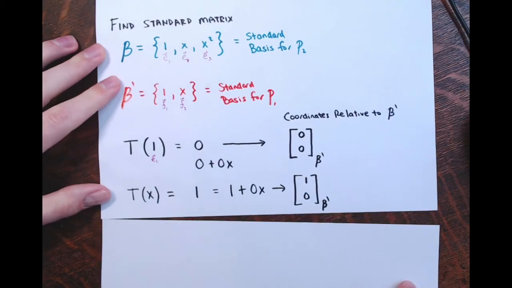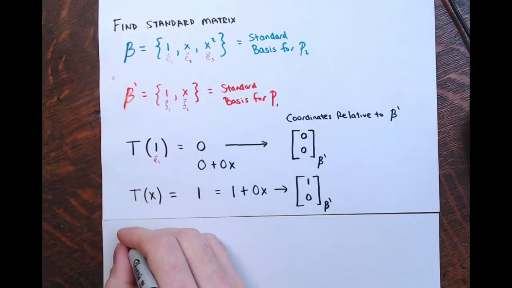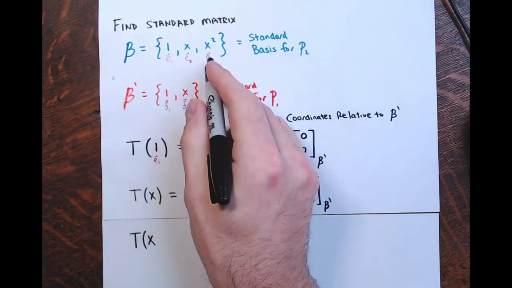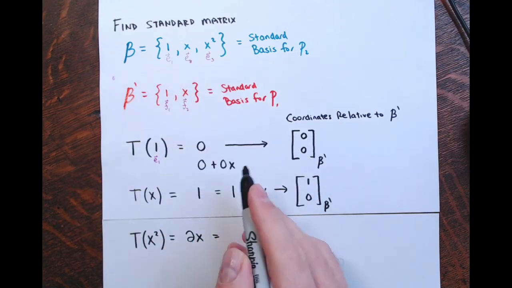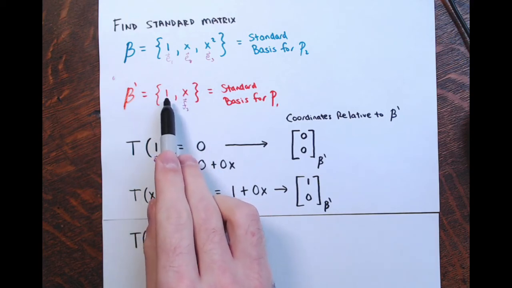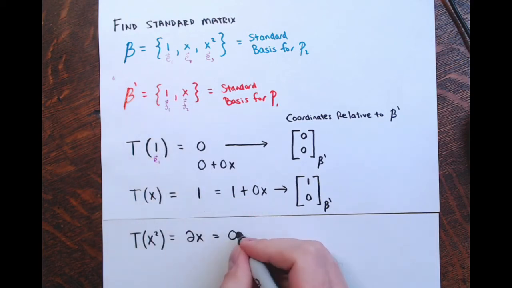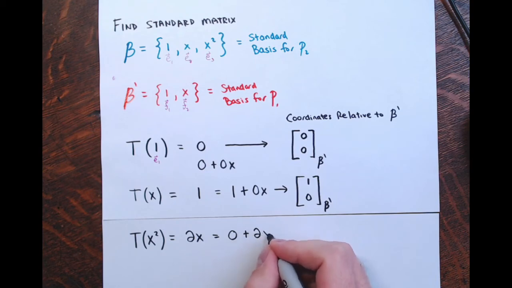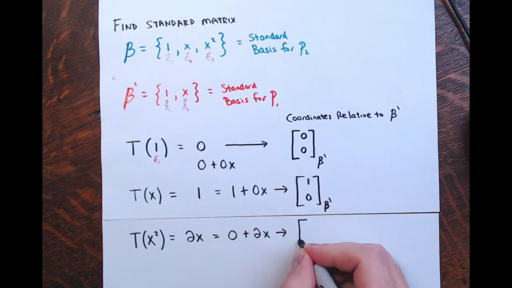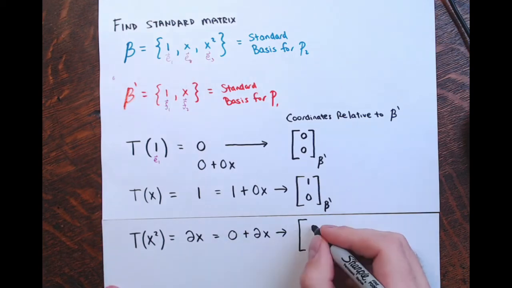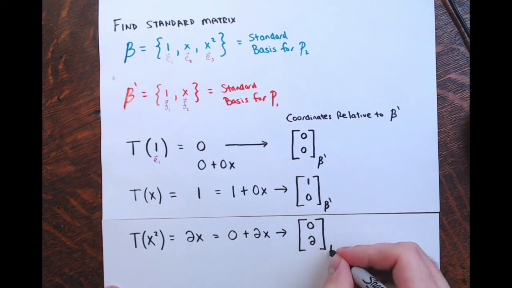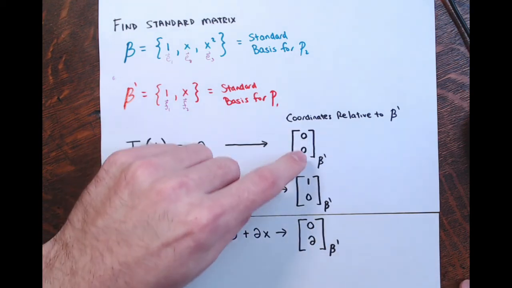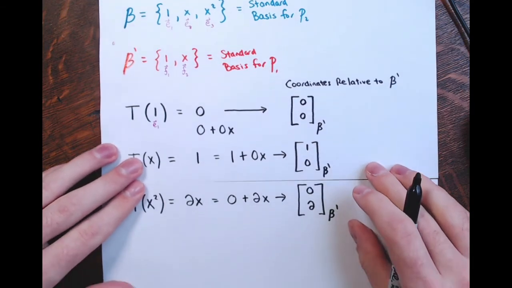And then finally, what's T of x squared, right, the E3? Well, that would be 2x, which if I write it in the order that I have in B prime, that's 0 times 1 plus 2 times x. So when I translate this to its coordinates relative to B prime, it's 0 and 2. Okay. So these are the columns of my standard matrix.